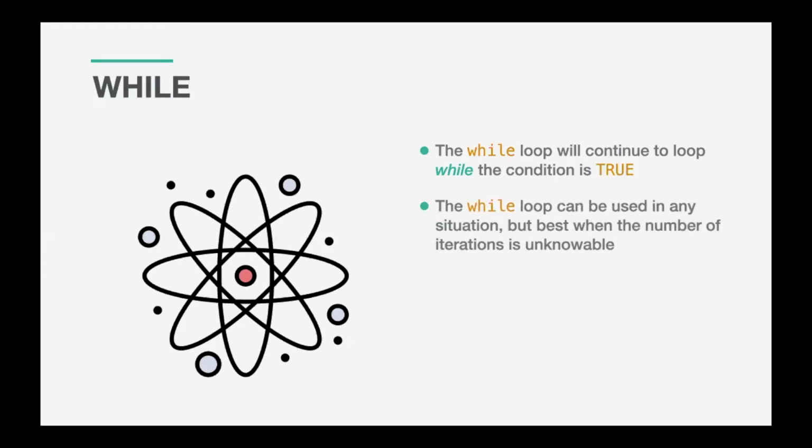Now, the while loop can be used in pretty much every situation. Any situation where you need to repeat a task or repeat a block of code, the while loop can be used. But it is often best to be used when the number of iterations, the number of times we need to repeat, is unknowable. And again, this is not that you don't know what the answer is. It means the number of iterations is unknowable. It's a random amount. It can't be known. That's when we typically need to use the while loop. I'm going to show you an example of that here in a moment.